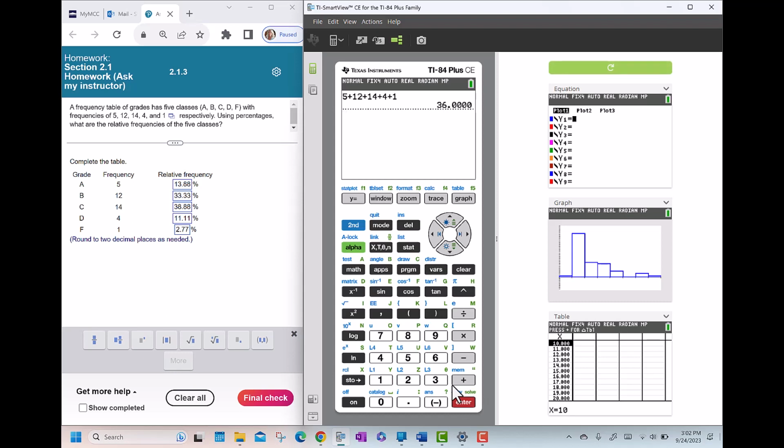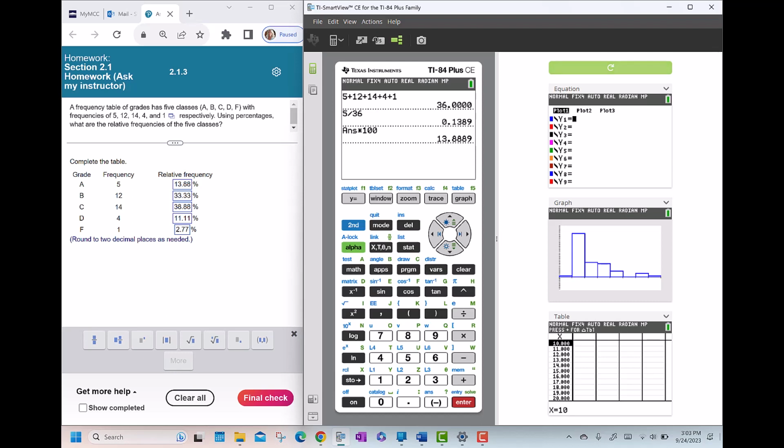That equals 36. So I know that the relative frequency for the first class is going to be 5 divided by 36. That's in decimal form. If I multiply that times 100, it's 13.8889. I'm going to go to the third decimal place because they're asking for 2. If it's 5 or greater, I'm going to increase this by 1. So that's 13.89. You can see it's close, but not quite.